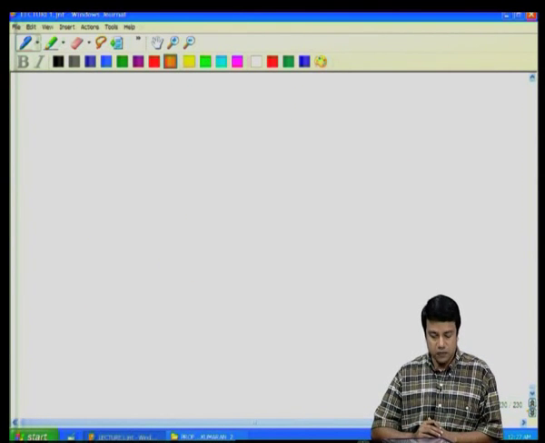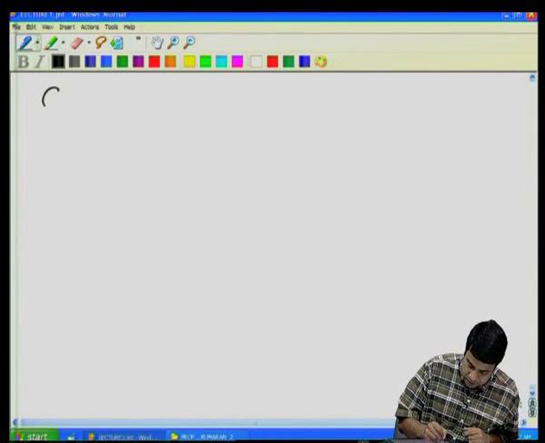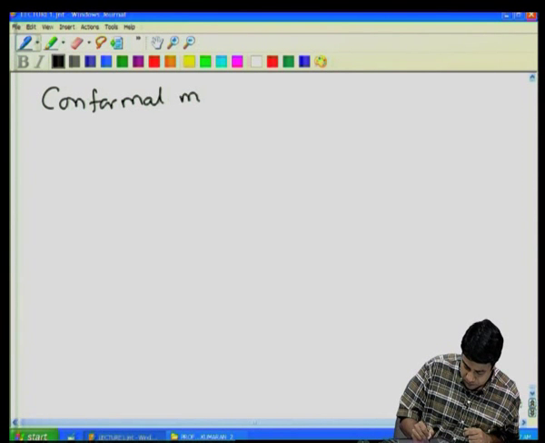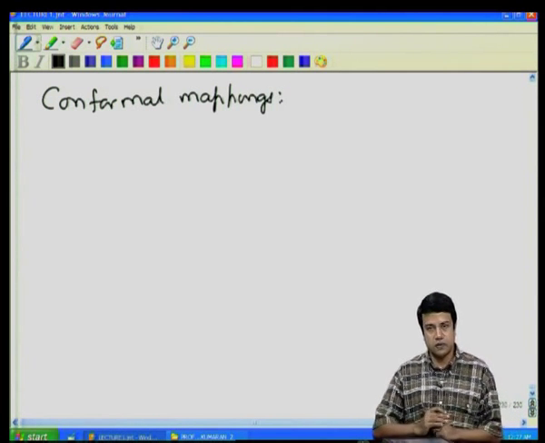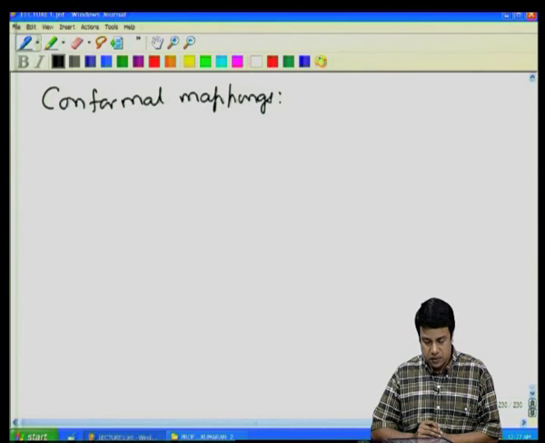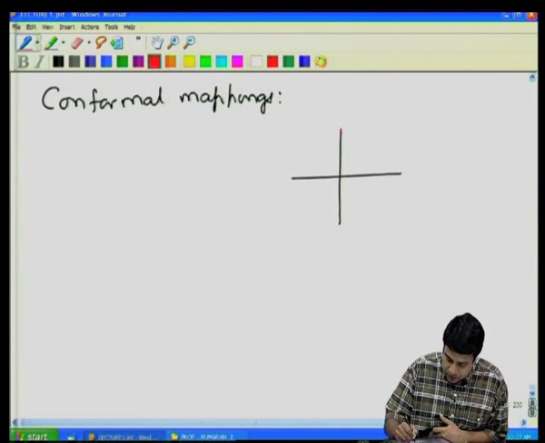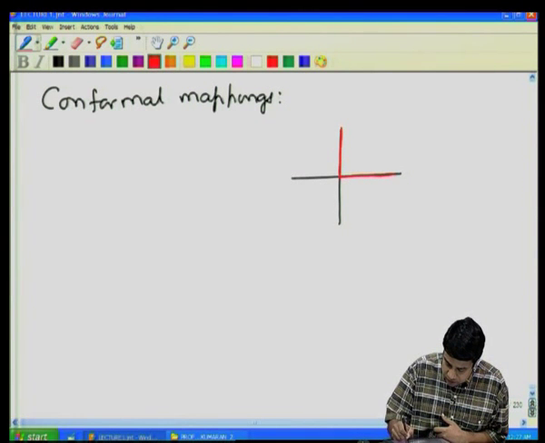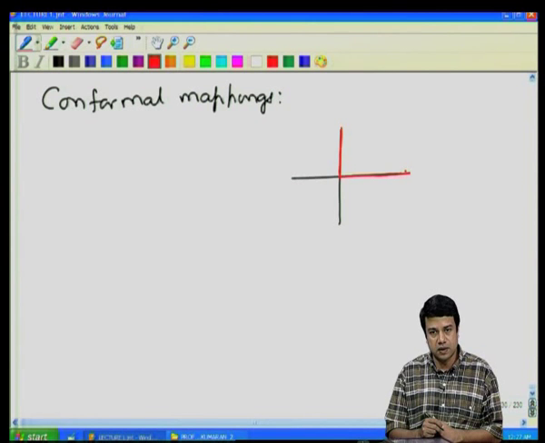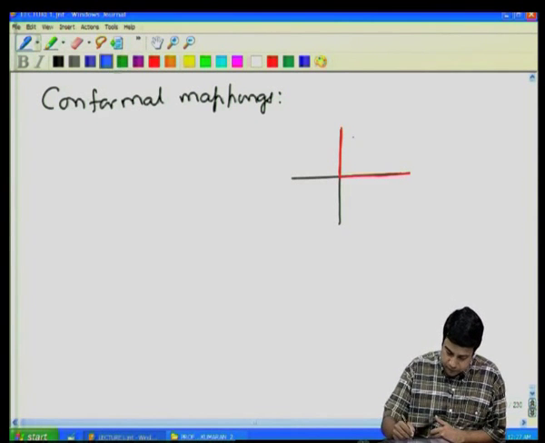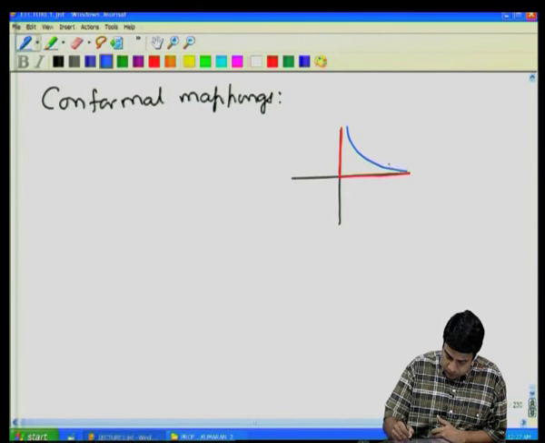It can be used for what are called conformal mappings, as follows. I showed you the flow in a corner, for example. We had done that flow. The flow itself looks something like this.